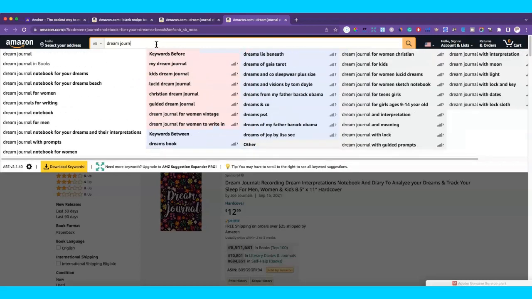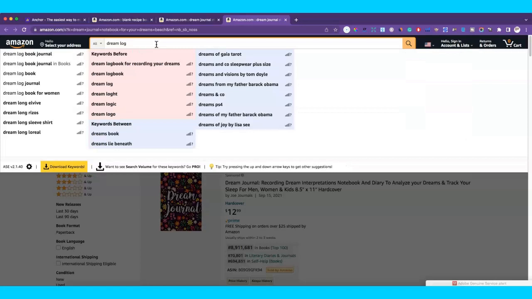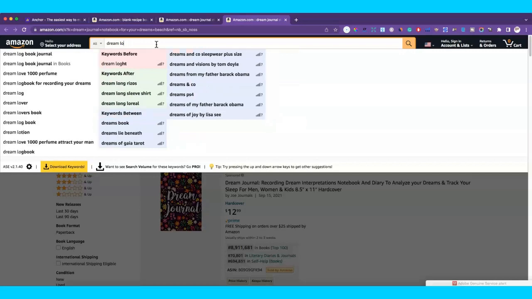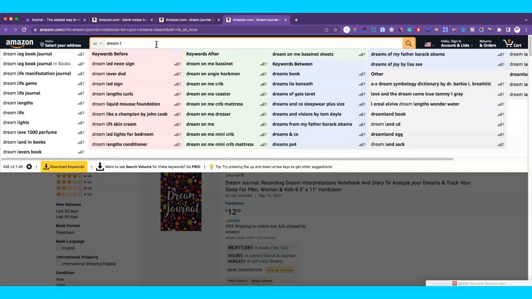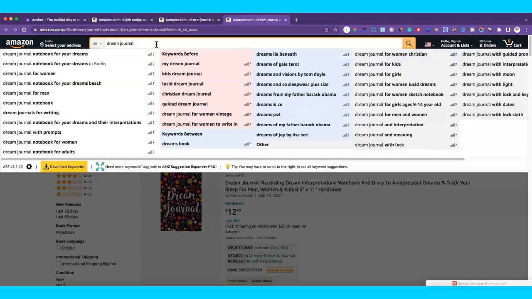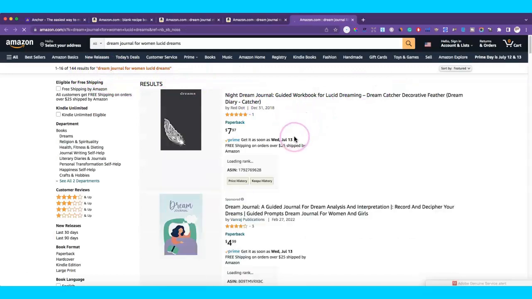And then how I put in Dream Journal, you'd also want to consider putting in logbook, notebook, other words that are synonymous with a logbook or notebook or something like that. All right. So we're going to go back to Dream Journal and Dream Journal for Women Lucid Dreams. Okay, it's 144 results. That's great.